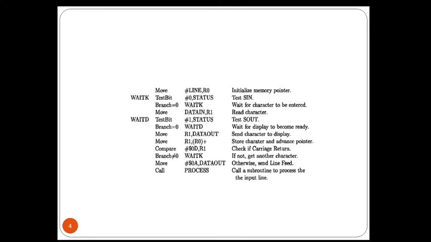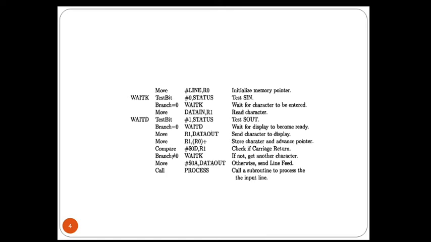Next, we check if there is any carriage return. That is Compare #$0D, R1. If the branch is not equal to 0, go to WAITK and get another character. Otherwise, Move #$0A, DATAOUT, which sends a line feed to move to the next line. Then call a subroutine PROCESS, which is going to process the input line.